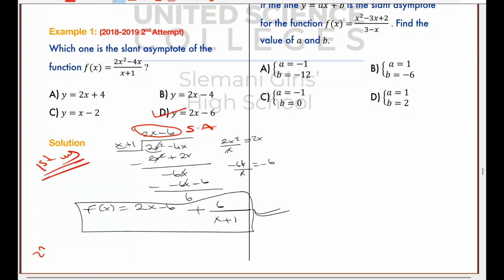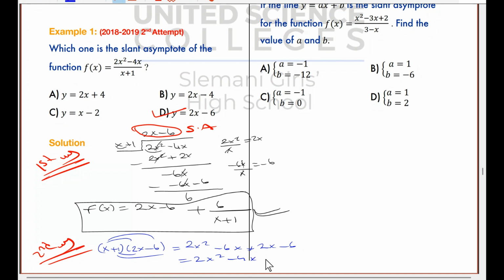Can we solve it in another way? Yes, I think we can. What we need to do to solve it without long division is try the options. Pick one of the options and multiply the option by the denominator. Our denominator is x plus 1. Multiply it by every option one by one. Let me start with the correct one. When I distribute, I get 2x squared minus 6x plus 2x minus 6, which is 2x squared minus 4x minus 6.